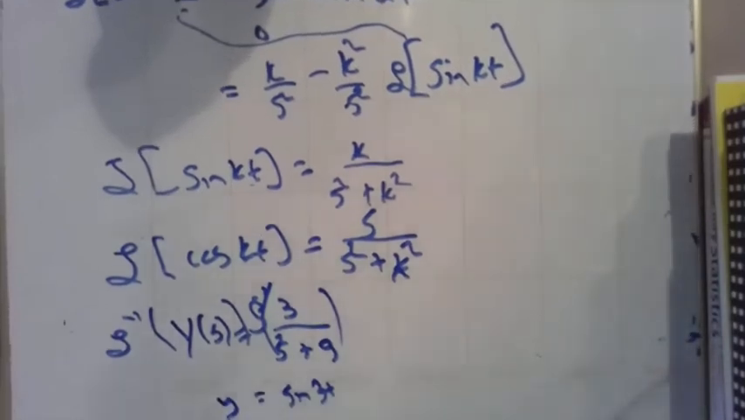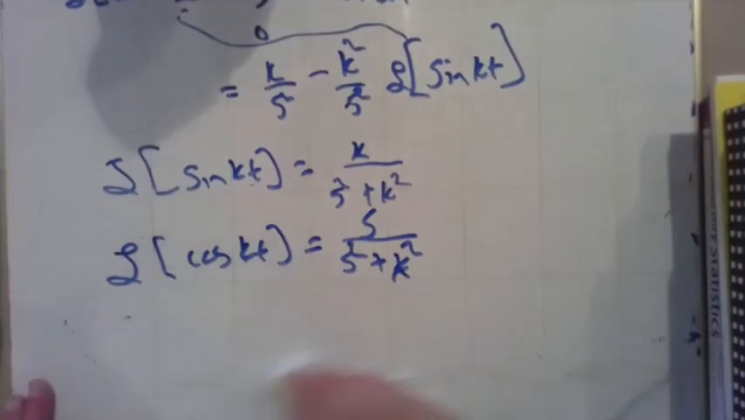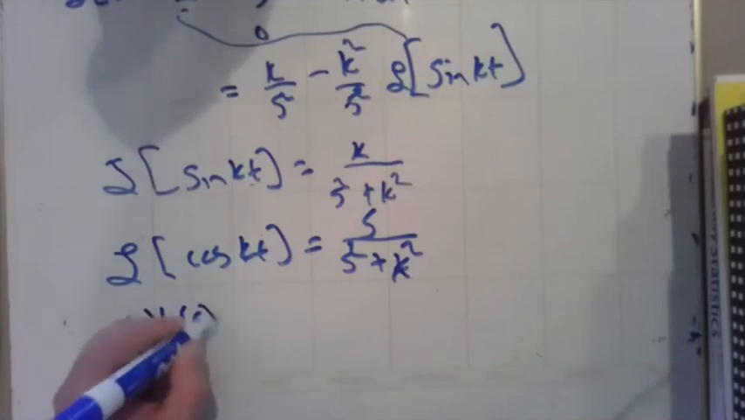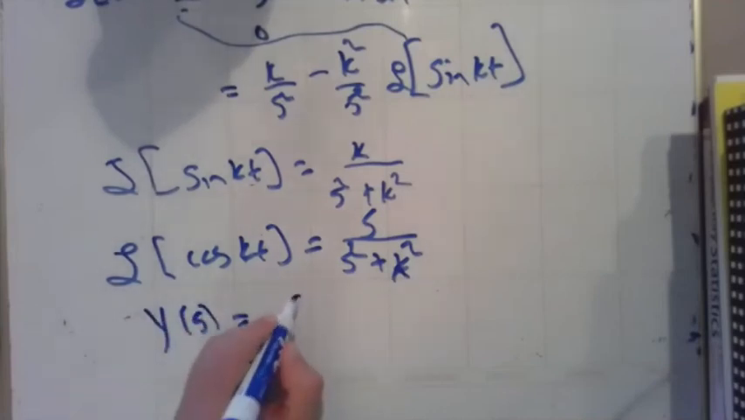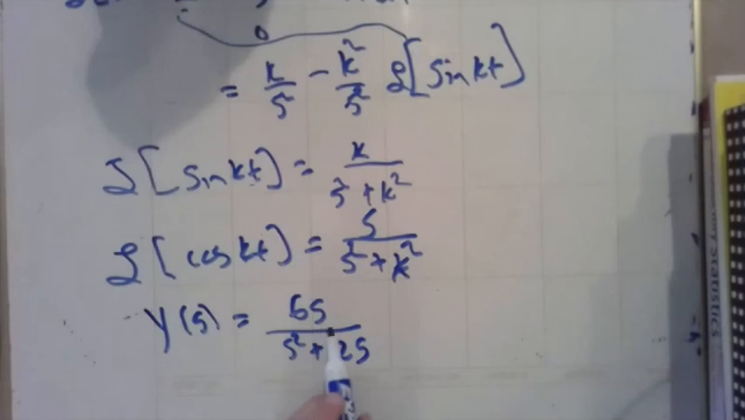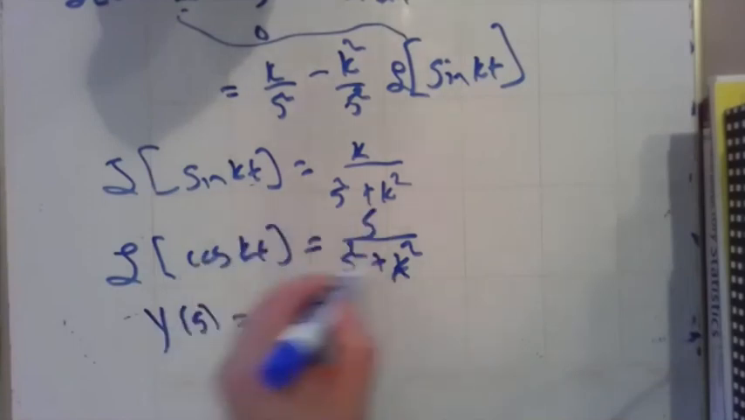If I had something that looked like this, where I've got an s here, and this is a 5. This matches this formula. I've got the s squared plus 5 squared here, but I don't have a 5 on top, I've got an s. So this is going to be a cosine.